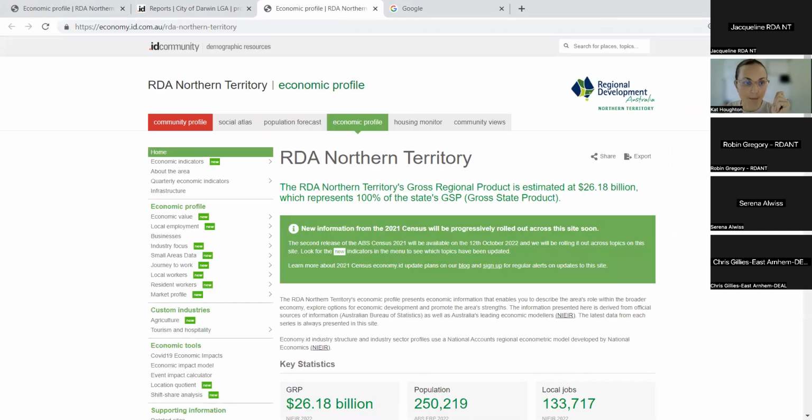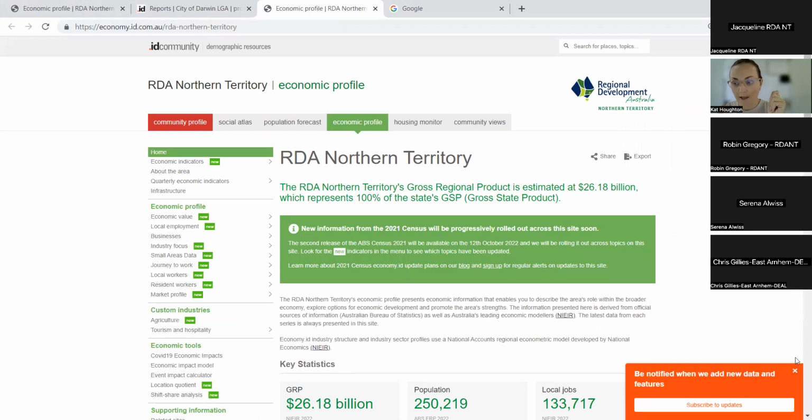Good stuff, guys. So now we're going to move over to the economic profile. Now, the economic profile is a little bit more complicated. I'm not going to go through all of the data sets. I'm going to go through the ones that I think are probably the most important for you guys to understand over time.